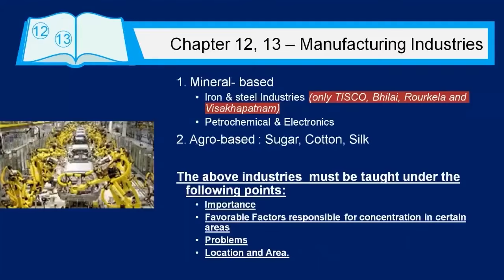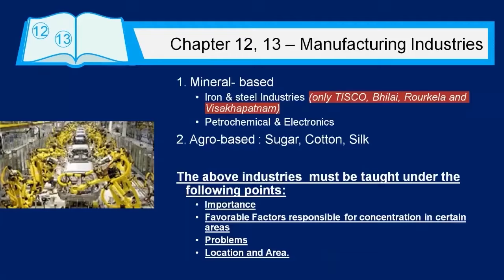In this chapter on manufacturing industries, you should know the need for rapid industrialization in India. In this lesson, you have to study only three agro-based industries, including sugar, cotton textile, and silk. Whereas in mineral-based industry, you have to do integrated steel plants like Tata Steel, Bhilai, Rourkela, and Visakhapatnam. Other industries like petrochemical and electronics are also very important.